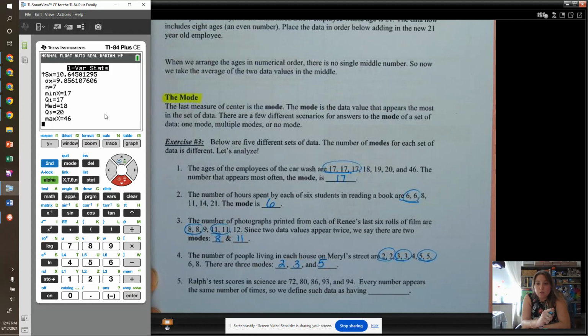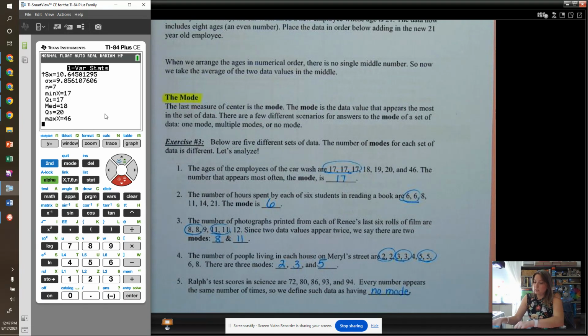There is no mode. Ralph did not get the same score on any one of his 5 science tests. This is where we would just write no mode. Notice it's not 0, because 0 would be a number, a value. And Ralph didn't get a 0 on a test, so he can't have had a mode of 0. No mode is present because no data value was repeated.